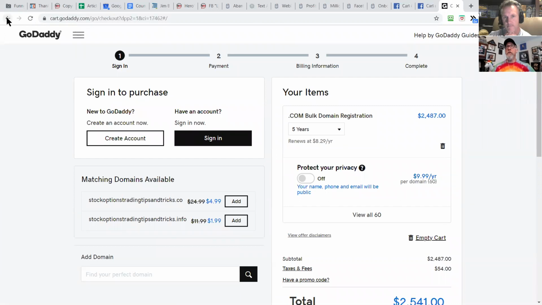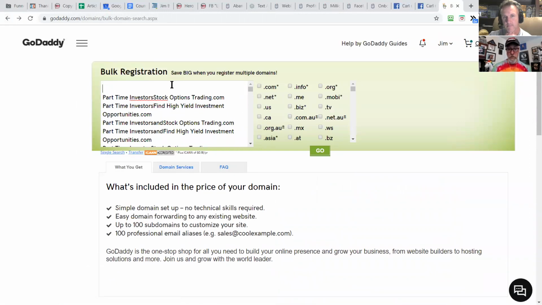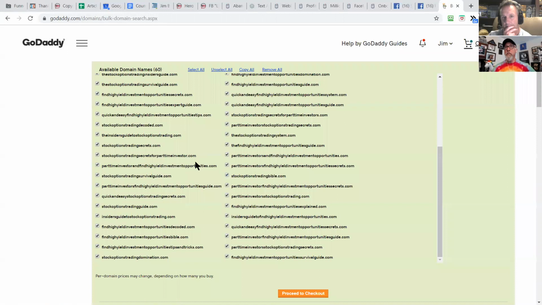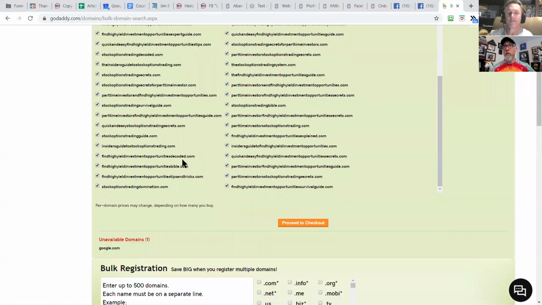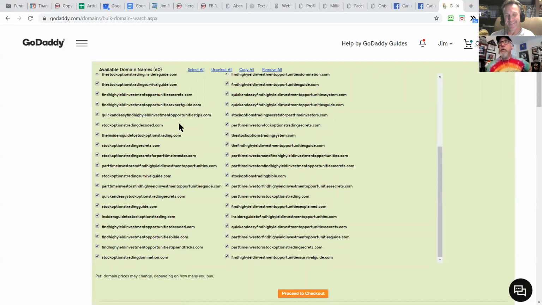holy crap, every single one of those must have been available. Let me put in one that I know is not available. I know Google's not available. But I can't remember the last time every single one of them was available. But look at this, stockoptionstradingguide.com. That's a decent one. It's not too long. Some of those are long, but that's because I put in a long thing.